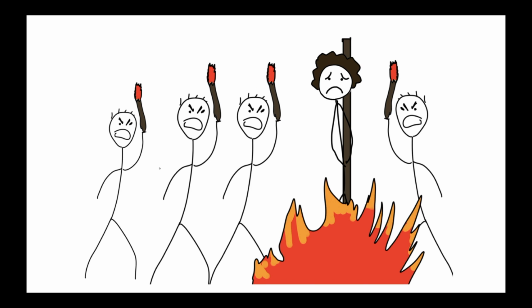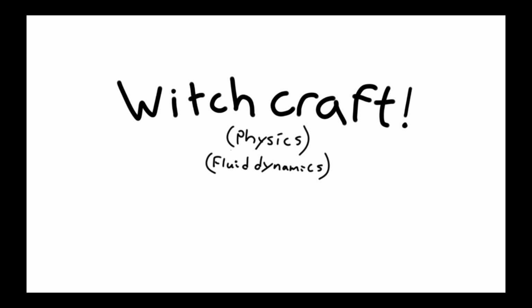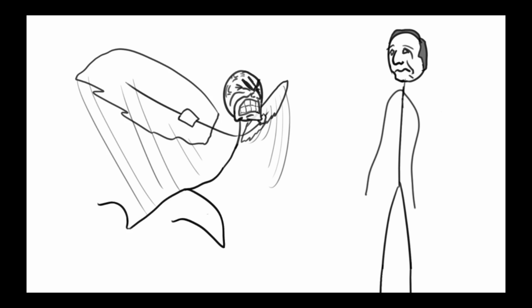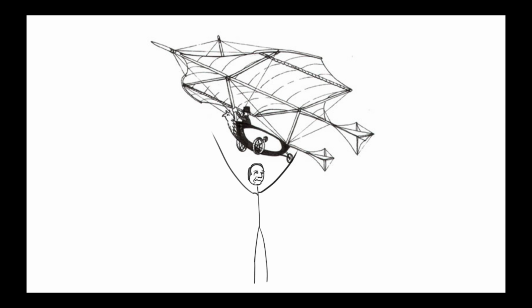Well, they wouldn't be far off, because the key to heavier than air flight is witchcraft, also known as physics and fluid dynamics. The design of the rigid airplane all started when an inventor and engineer named George Cayley thought to himself, "Man, ornithopters are dumb. Flapping your wings super fast probably isn't the best way to get around." So in 1799, he made the first concept for a rigid winged aircraft, becoming the first aeronautical engineer.